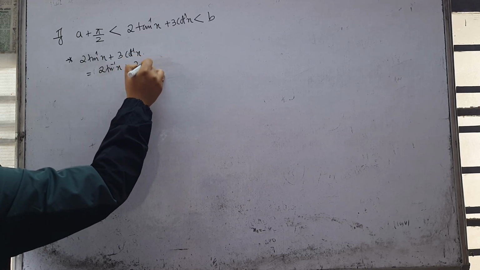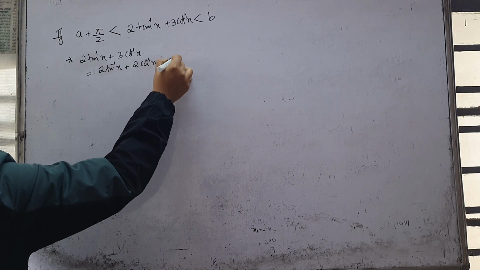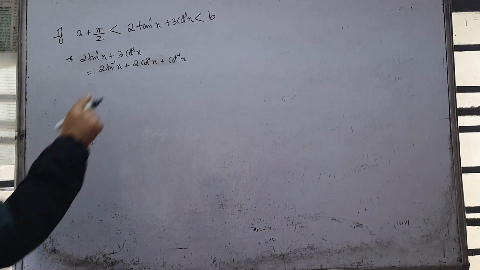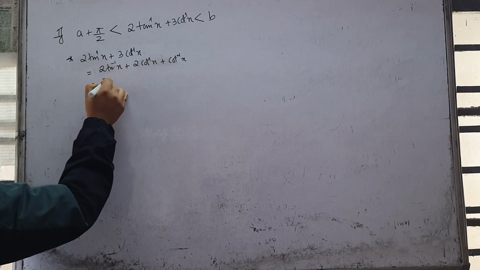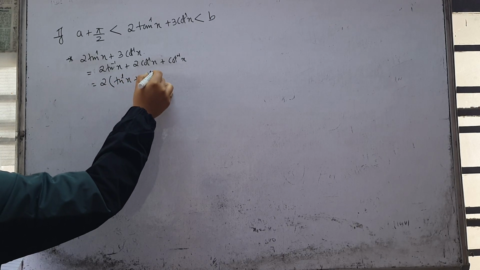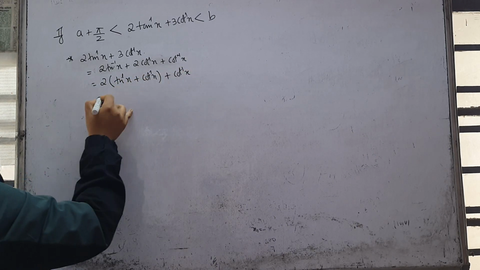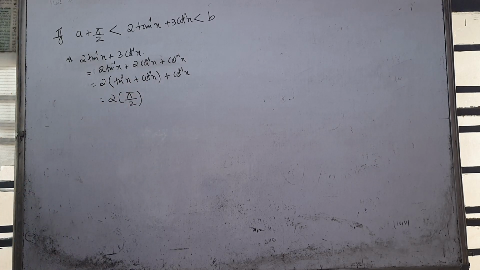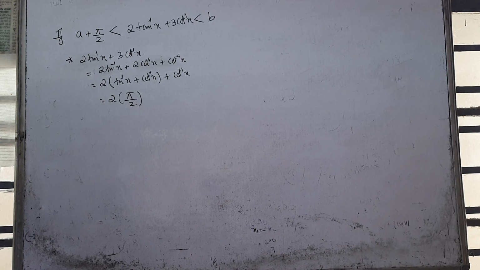3 cot inverse x can be written as 2 cot inverse x plus cot inverse x. Yes or no, everyone? What is common out here? Please tell me. 2. So if I take 2 out, what is left? Tan inverse x plus cot inverse x, plus cot inverse of x. And what is tan inverse plus cot inverse? Everyone knows that. The sum of the two ratios will give you pi by 2. And what are those? Sine and cos.